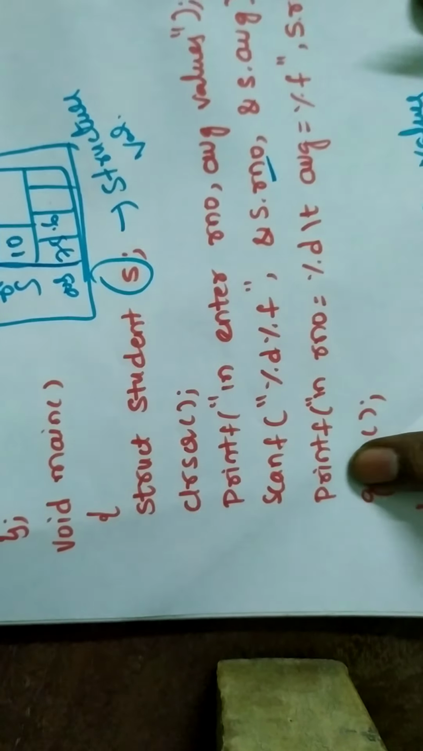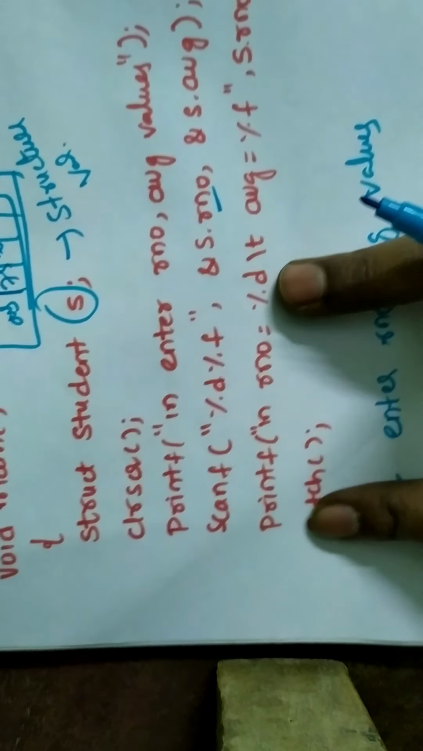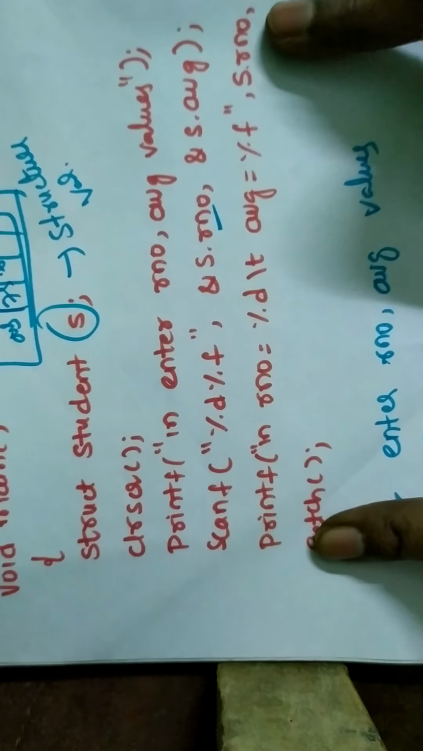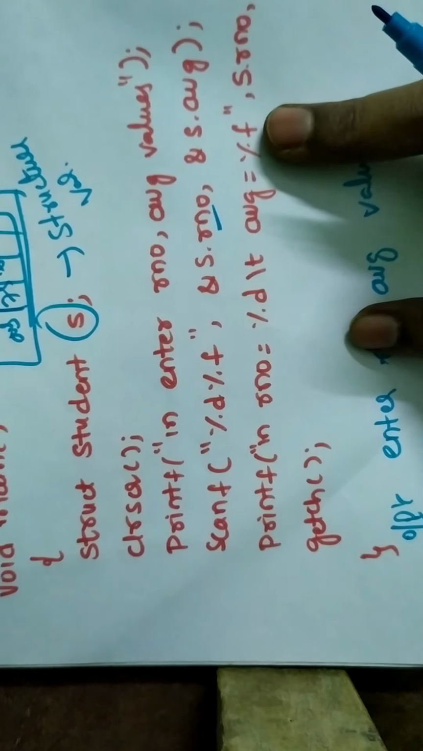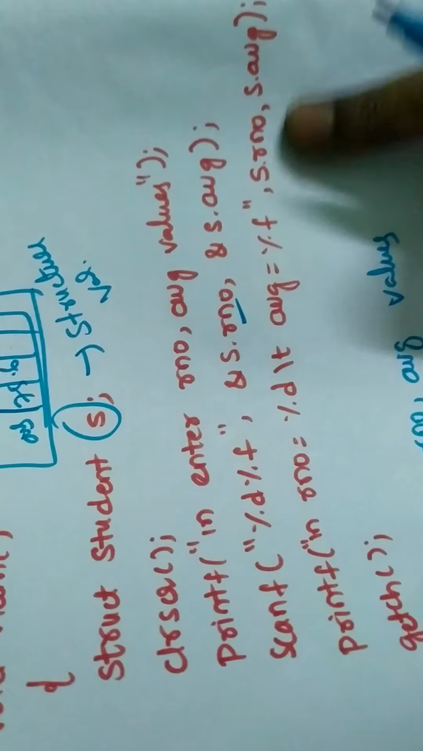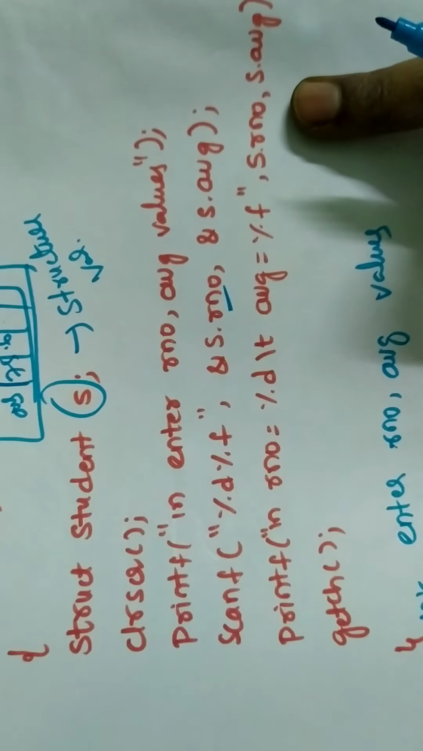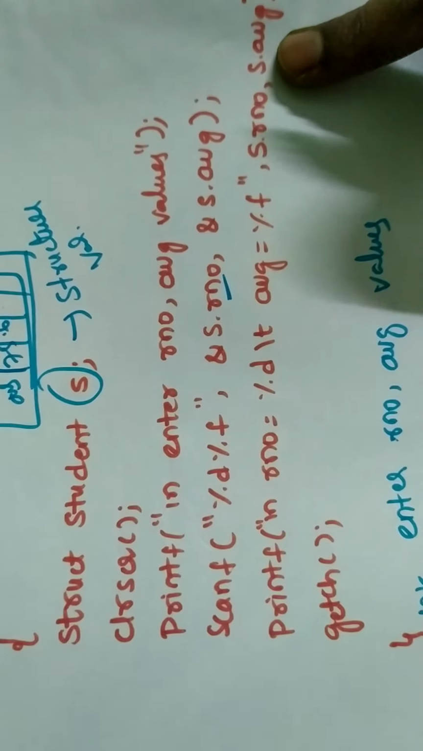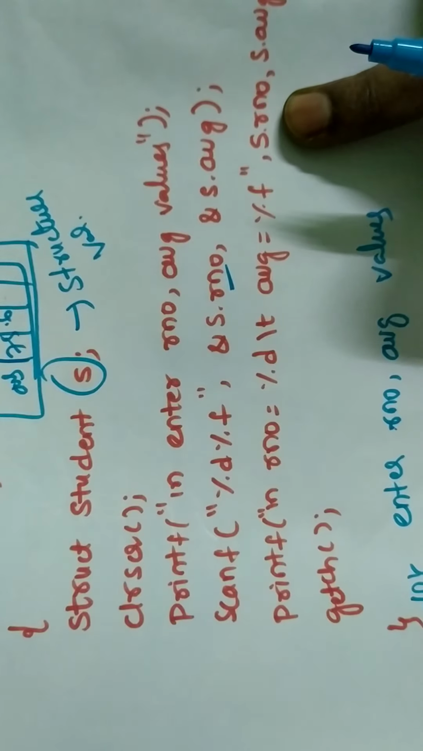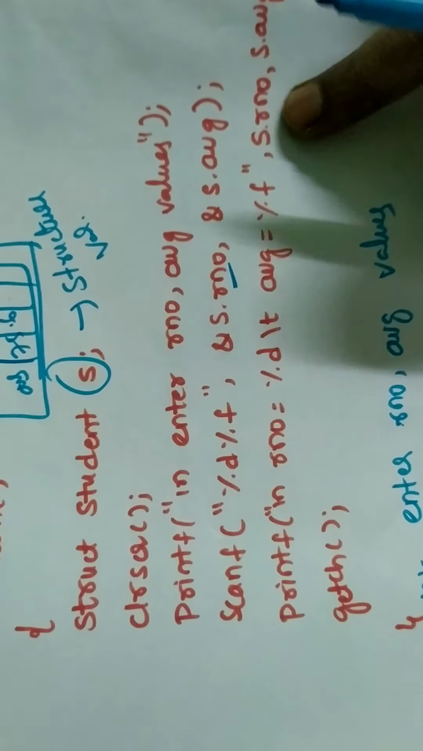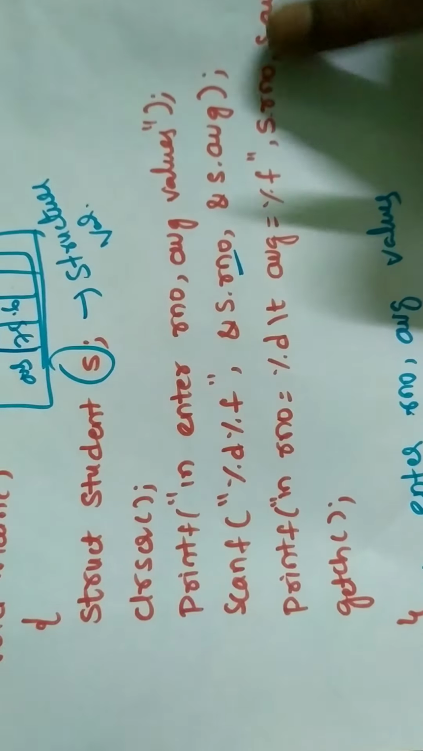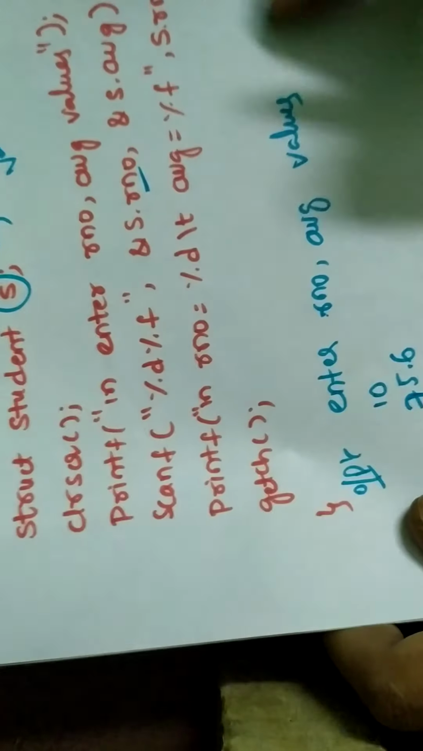Then print the values: rule number equals S dot rule number and average equals S dot average. So why are we writing S dot? As I just explained, because it is a structure variable. S is a structure variable, and inside S only these two values are present, so we have to add this S.